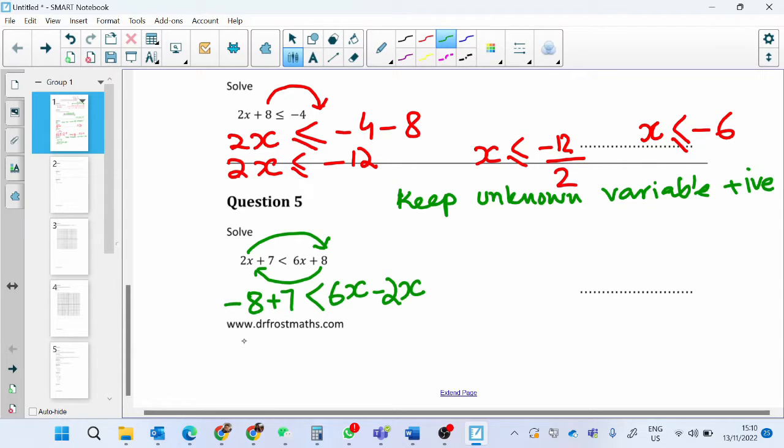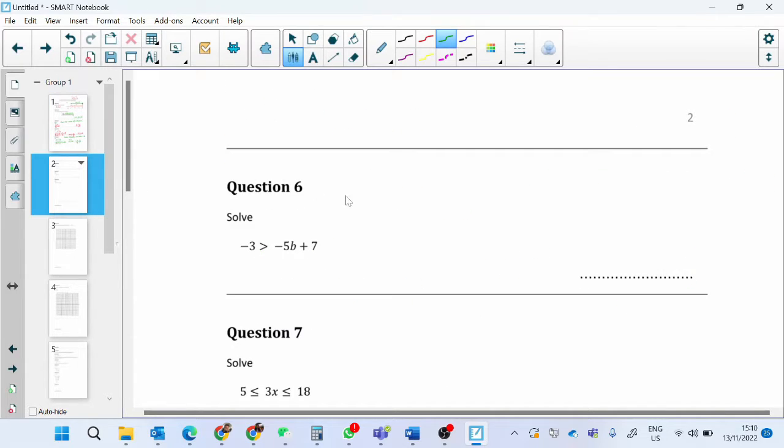So this will give us -1 is smaller than 6x minus 2x, which is 4x, and then x is greater than -1 over 4. So this should be our answer, because when this 4 goes to the other side of this inequality it will divide, because on this side of the inequality it is multiplying with the x. So that should be our answer for this question.